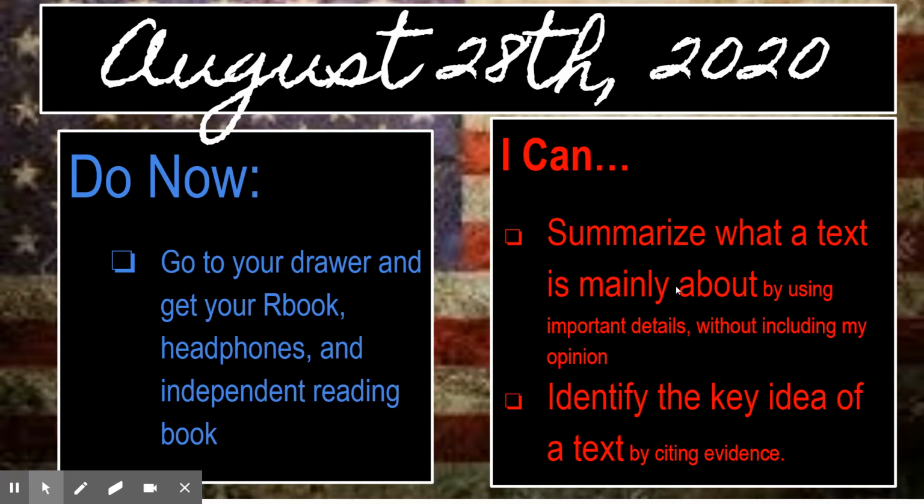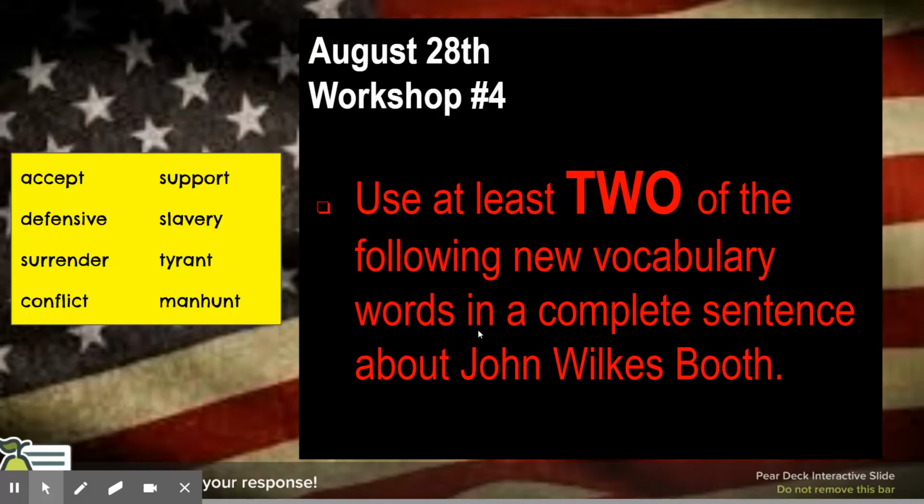Your objective is: I can summarize what a text is mainly about by using important details without including my opinion, and identify the key idea of a text by citing evidence.